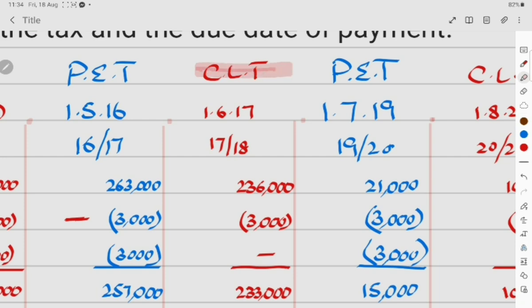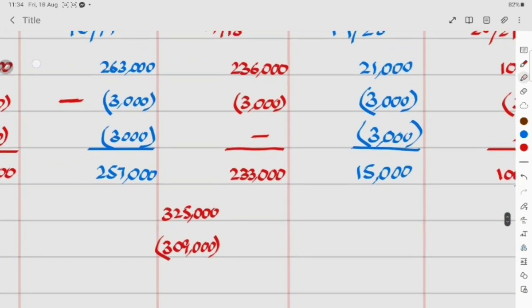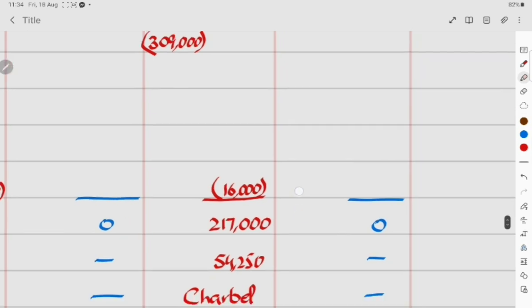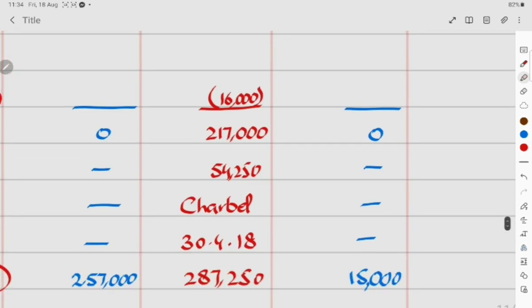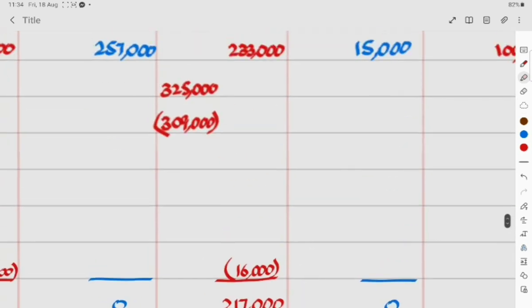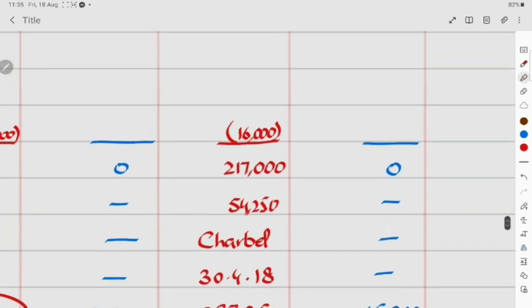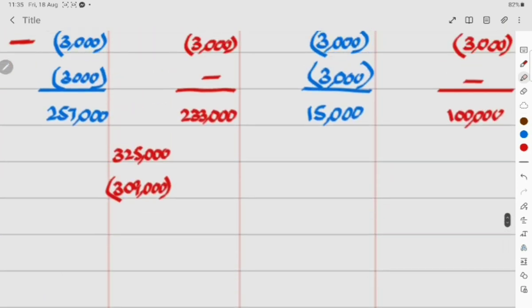This chargeable lifetime transfer we need to consider, and the nil rate band utilized in this year is to be considered. And remember, what is the amount of nil rate band that is to be utilized? No, this is not the amount of 16,000. We have to consider the gross chargeable amount, 2,87,250. So here we need to mention first what the nil rate band is. Nil rate band is 3,25,000.